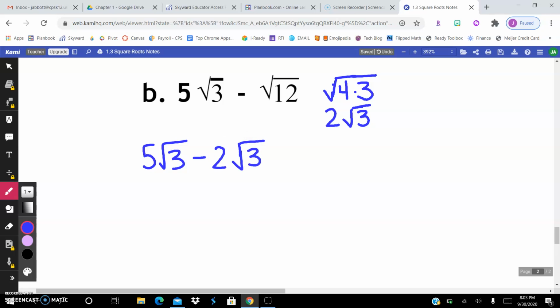So again, treat those square roots of 3 like an x. So think about 5x minus 2x. You would have 3x, but in this case, you actually have 3 square roots of 3. And that would be your final answer.